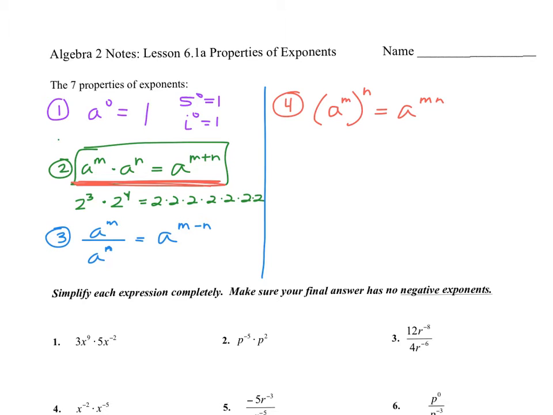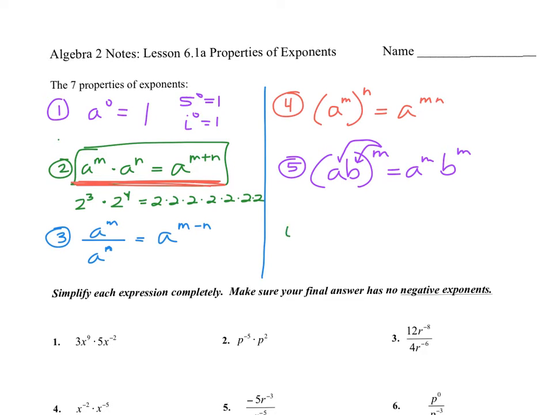All right. Next one, 5th property. This one, if I have a times b to the m power, this one looks a lot like the distributive property in how we set it up. So this m power has to go to both of our variables. So this is going to be a to the m times b to the m. Okay, so it's kind of like you're distributing that m to both or all, it's not always both, of your terms or your numbers.